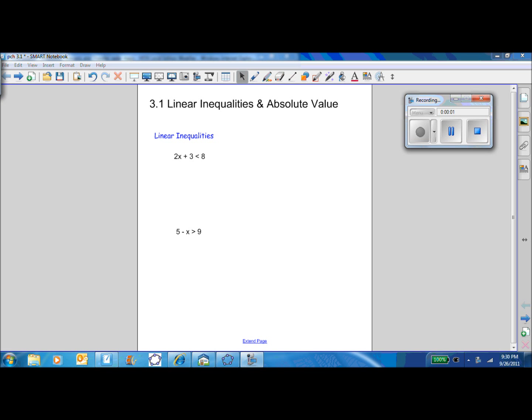Pre-calculus honors students, here is our section 3.1, linear inequalities and absolute value. First, a quick refresher on linear inequalities. You solve them just like equations. There's one thing you have to watch out for. This first one is pretty straightforward.